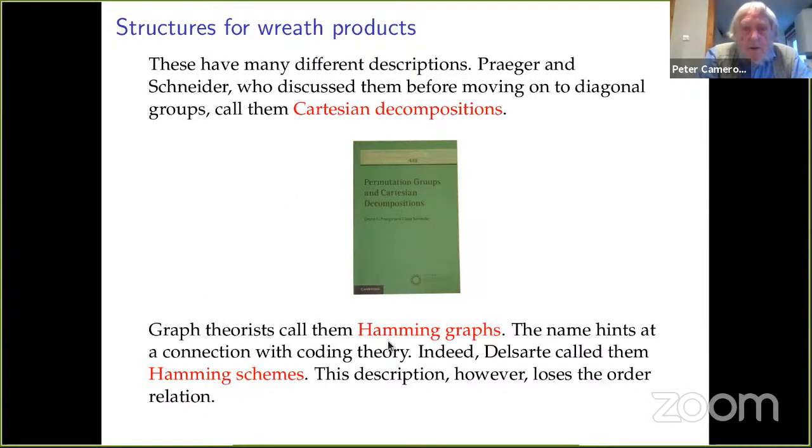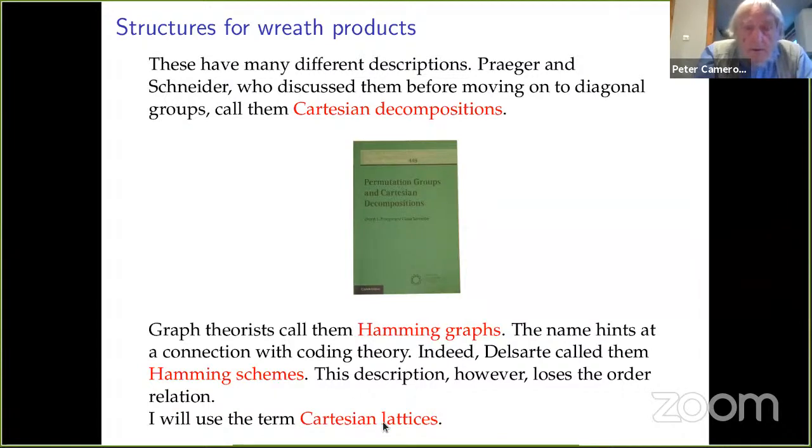Graph theorists call them Hamming graphs. And Hamming, of course, was a coding theorist. So this should suggest to you that there's some connection with coding theory, as indeed there is. And Philippe Delsarte, in his very influential PhD thesis, called them Hamming schemes. But all of these definitions lose the order relation, and the order relation will be important. So I'm going to give you a reformulation of these things in terms of partitions and their order.